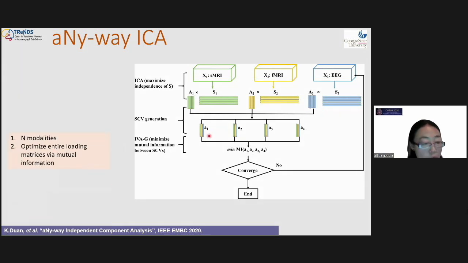Therefore, the advantage of this algorithm is that we can simultaneously analyze n modalities, and we also optimize the entire loading matrices via mutual information. At the same time, we optimize multiple paired components.